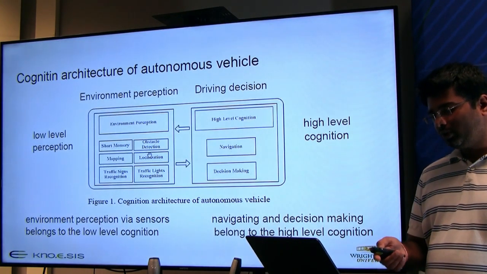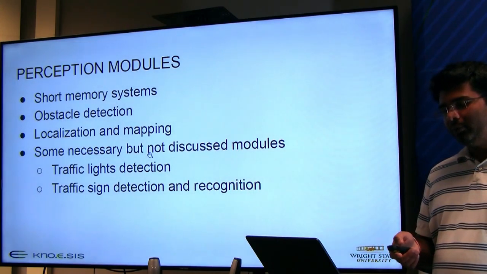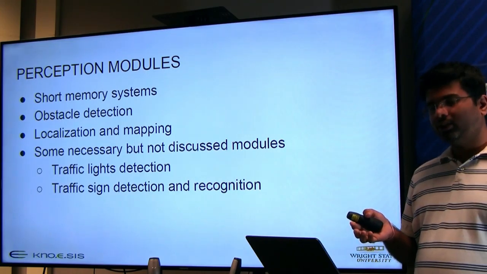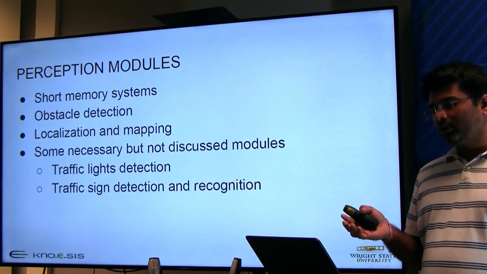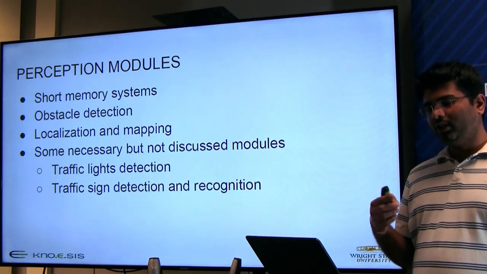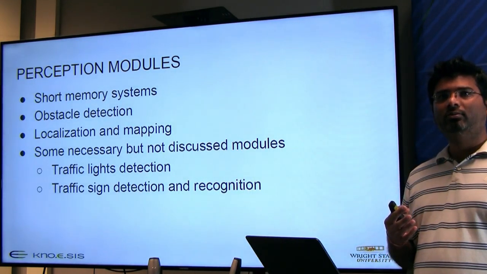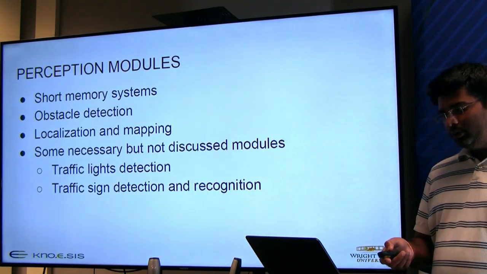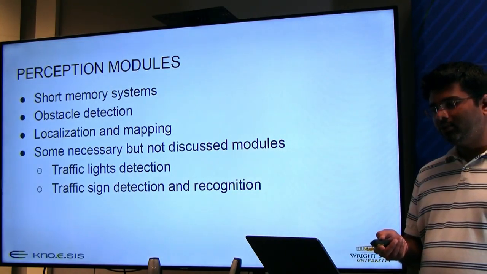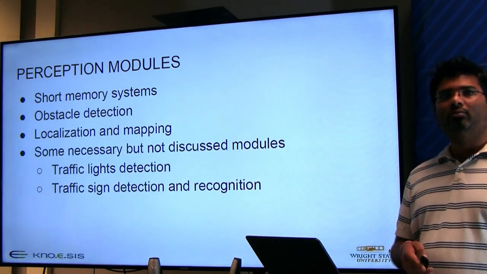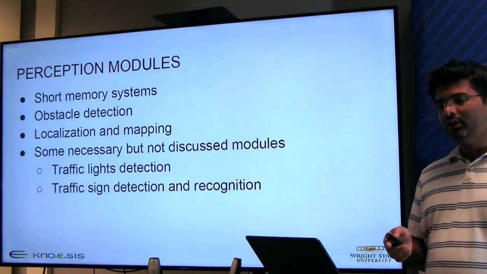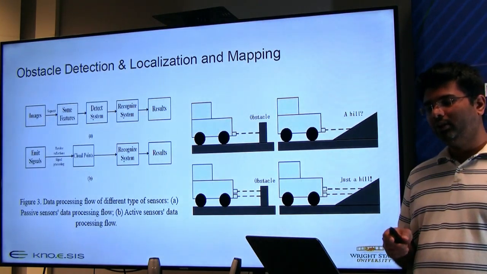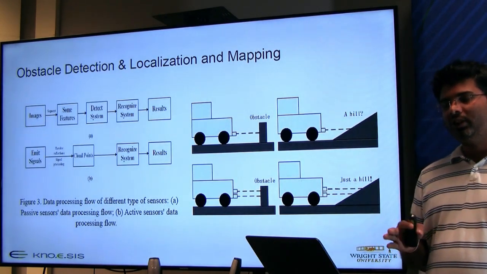Short memory, obstacle detection, localization and mapping, and other modules like traffic light detection and traffic sign detection and recognition. This is what I was talking about the very first time, the symbol recognition. So all of these are coming back. Short memory is the same as putting a memory over there, like a CPU or something, to compute things. But obstacle detection and localization and mapping are two interesting things, which are termed as sensors.